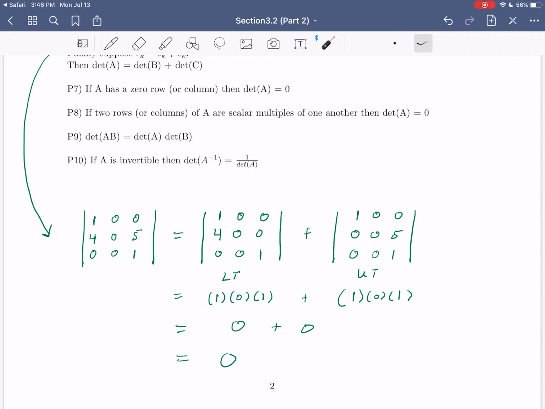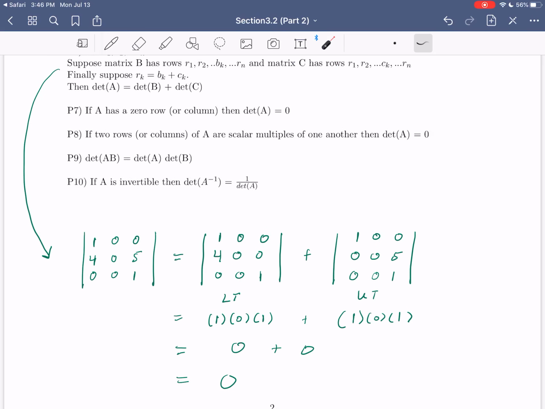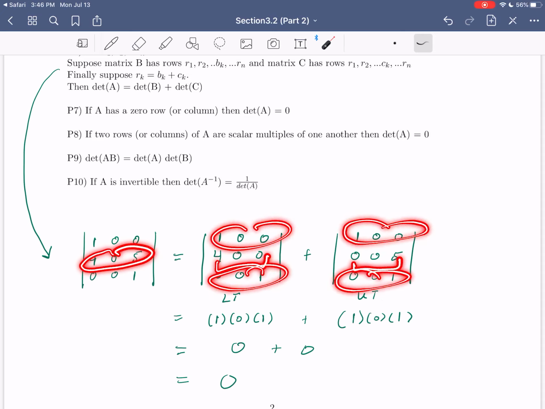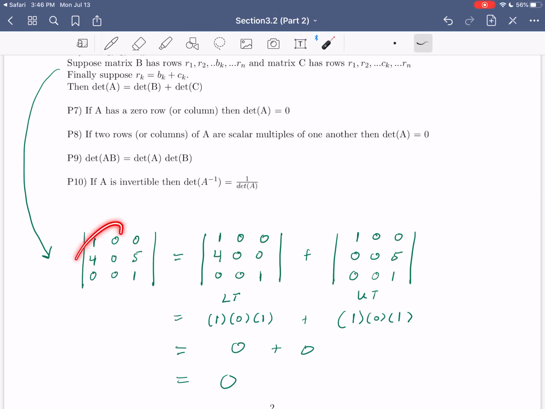Well, probably not. You could just go back up here, use this to zero this out for row 2 minus 4 row 1, and then just use the fact that then you would have it in upper triangular form. But it just shows sort of an interesting idea. If you split a single row up as an addition and leave the other rows identical, then you can say that the original determinant is the sum of the determinants of those.